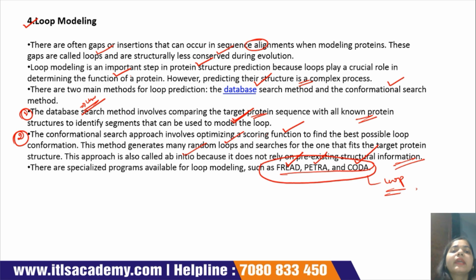Okay, loops are generated due to gaps, insertions and deletions, and these loops play a most important role in protein structure prediction and also in determining the protein function. There are two methods that are used to predict the loop. First is the data search method, next is the conformational method. In the data search method we determine the loop with the help of sequence matching, and in the conformational method we determine the loop on the basis of scoring value. Some programs are also available for loop modeling, and these programs are Afreed, Petra and Coda.